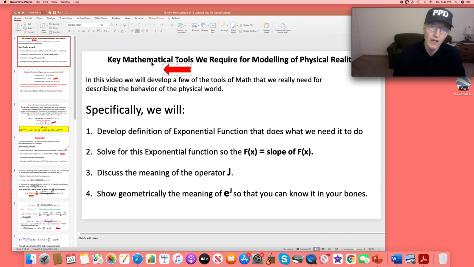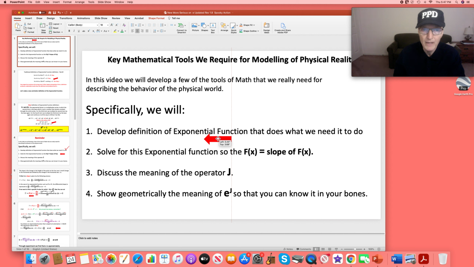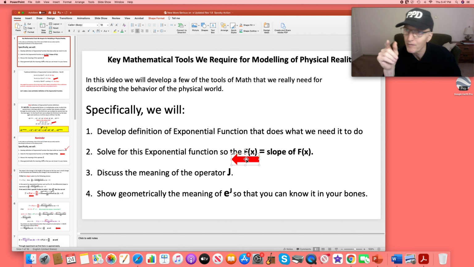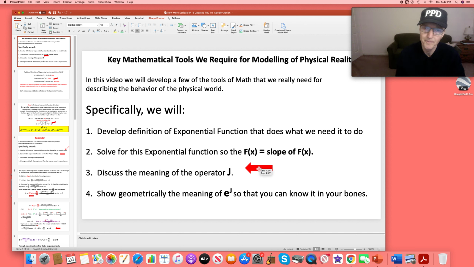So what we hope to accomplish in this video are four things. Specifically, we will develop a definition of the exponential function that does what we need it to do. And secondly, we'll solve for this exponential function for the condition where the function is equal to the slope of the function at any point. And that's a very, very specific case that proves to be enormously useful, especially when you're trying to solve derivatives. And it's just an amazing thing.